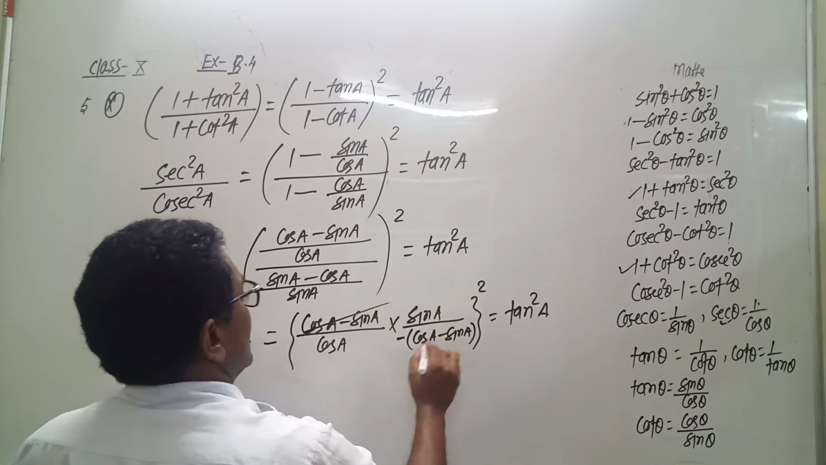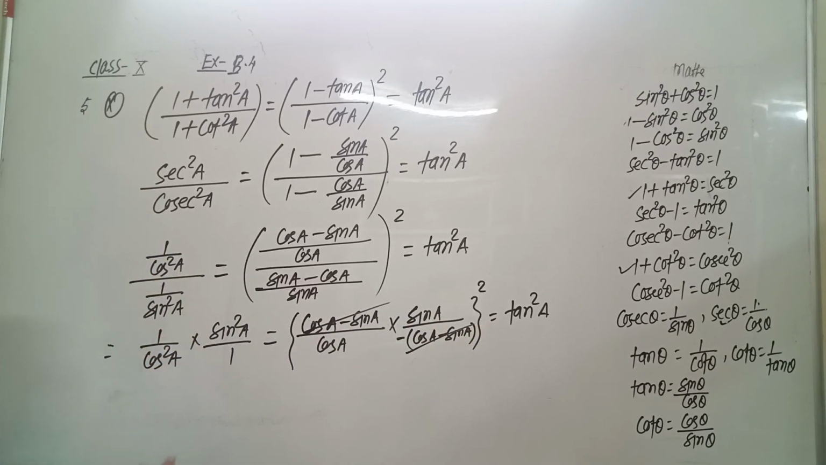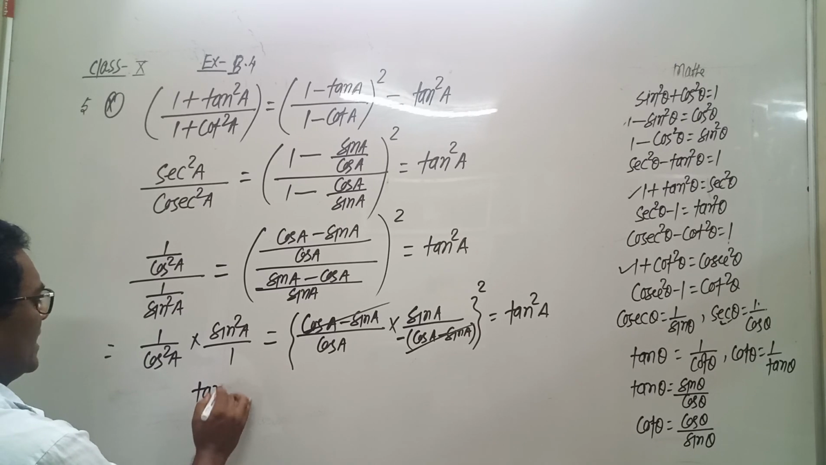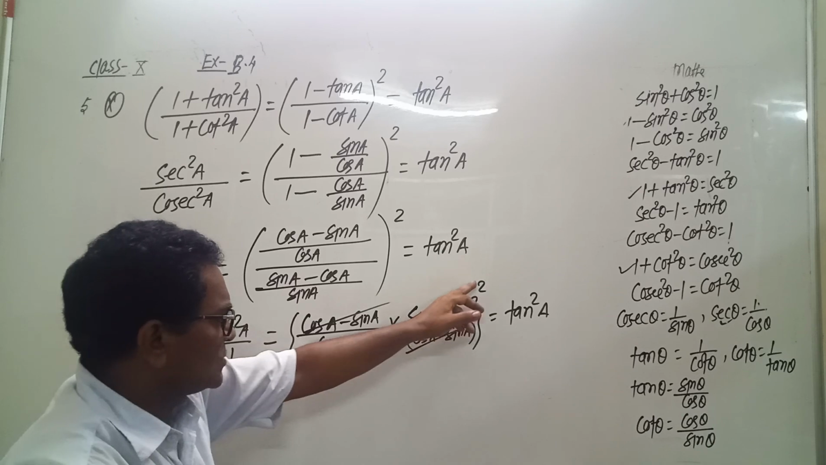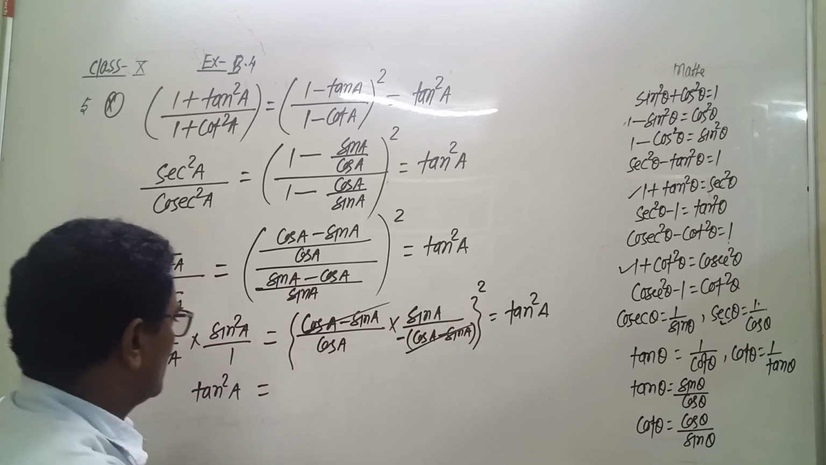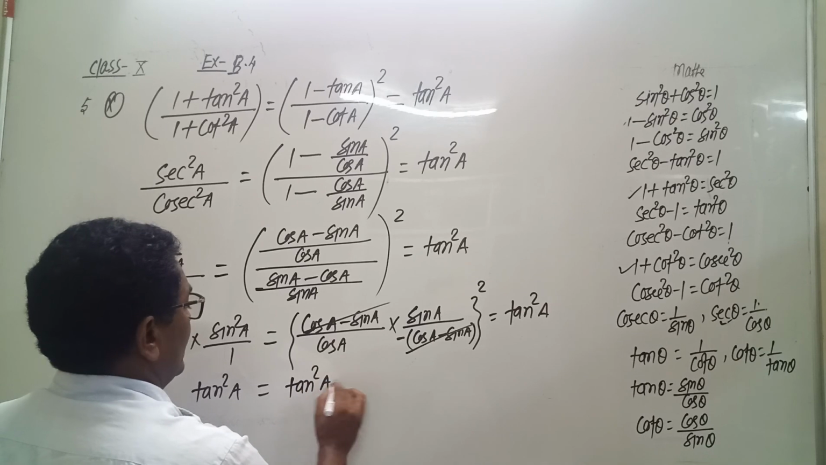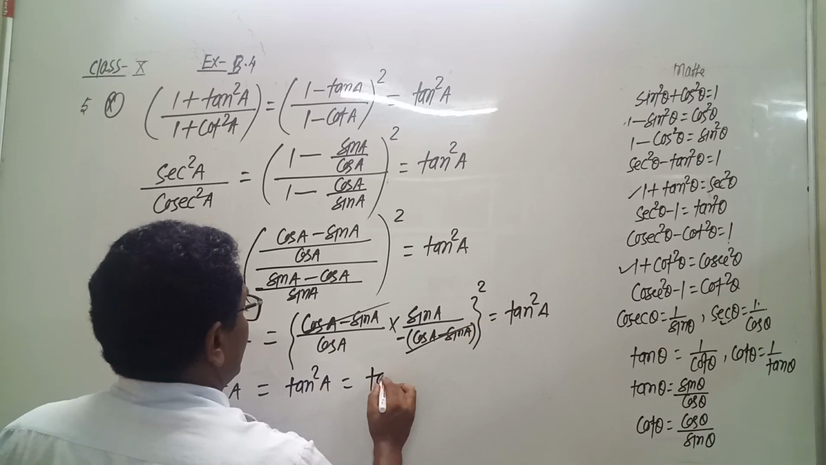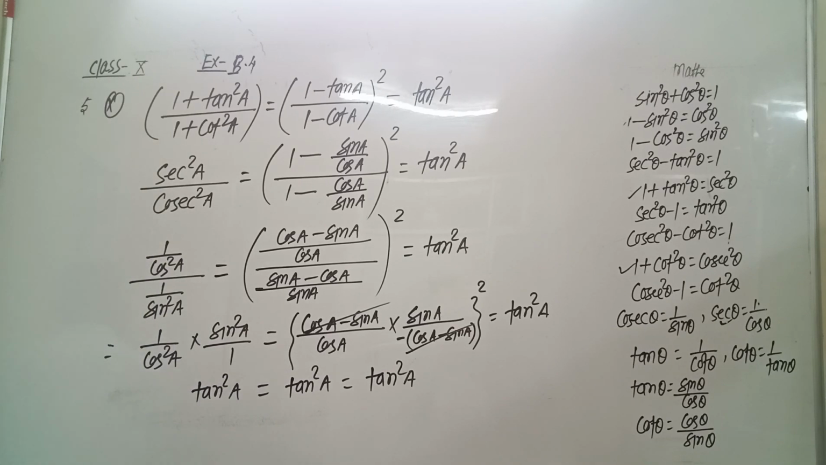So cos A minus sin A and cos A minus sin A cancelled, and sin square A upon cos square A gives tan square A. Then minus the square, plus sin A upon cos A is tan A, and tan A the whole square is tan square A, and there is also tan square A. So all the three terms are equal. So this proves the result. In the next video we will see extra questions based on identity.